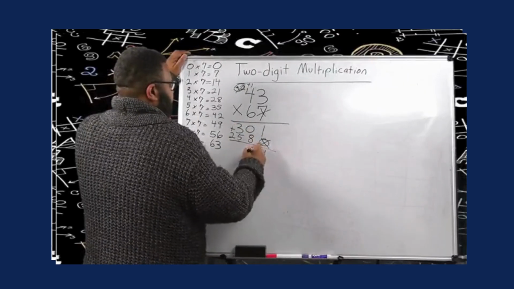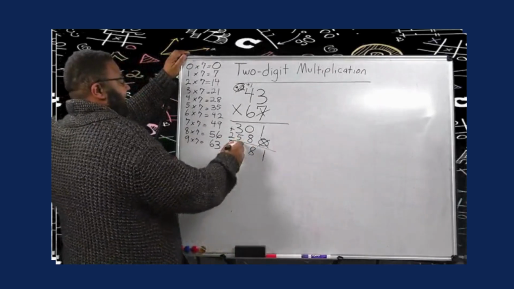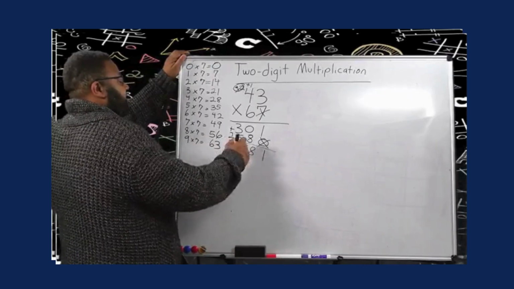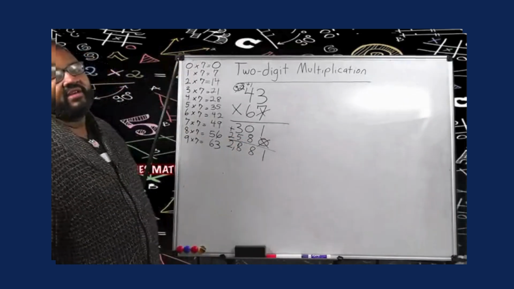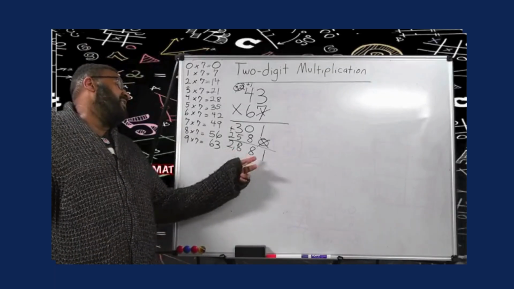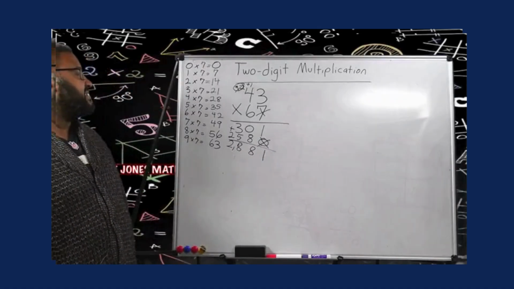That's 1, that's 8, 8. Oh, wow. 2,881. I didn't say "and." The only time I would say "and" is if I said 2,881 and then I will talk about a decimal. But we ain't going to get into that tonight.